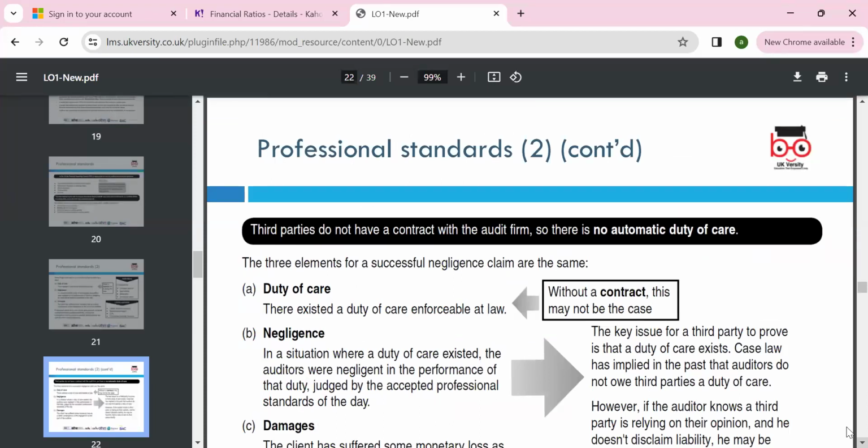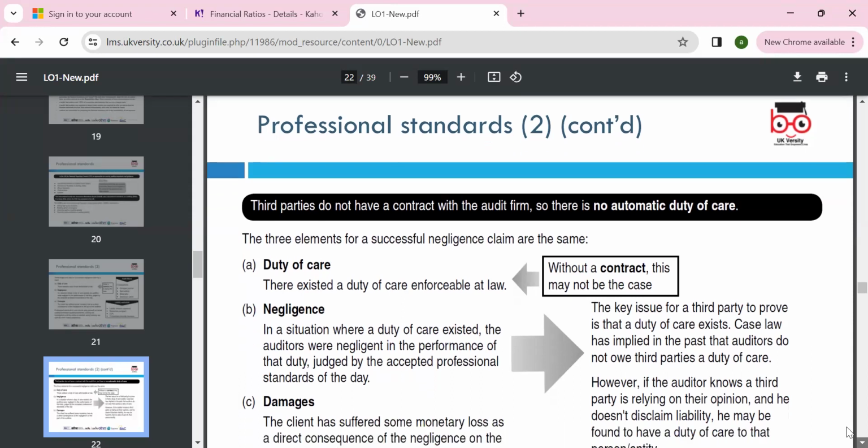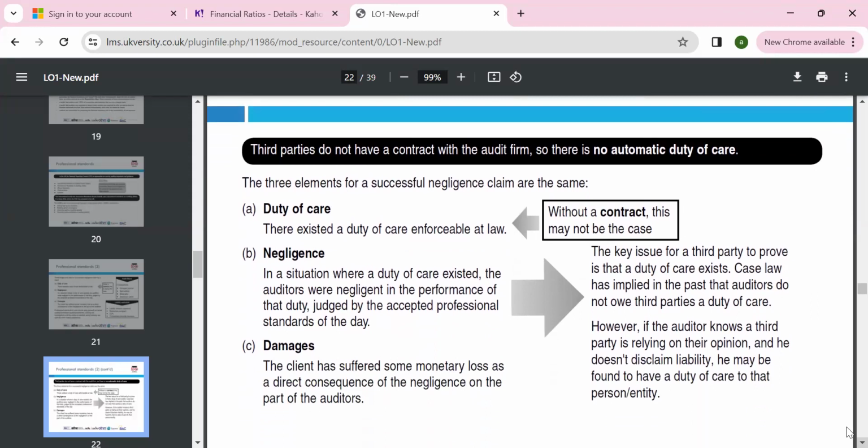So with professional standards, a third party doesn't have a contract with the auditor, but the auditor automatically owes a duty of care. Duty of care exists. Duty of care is enforced by law. Negligence is where the duty exists and the auditors are negligent, and the damages can be to the audit firms, and the monetary loss, direct or indirect consequences as well, which can be to reputation.